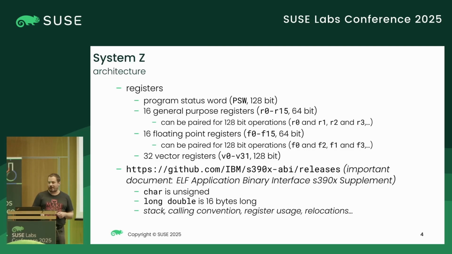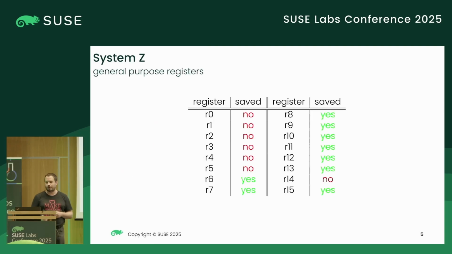Another interesting document for programmers is the LPABI, the S390x extension. You will discover what the stack looks like, the calling convention, the register usage, and relocations. There are even some examples of how it works, how bit fields work, and basically all the low-level stuff we care about when we program on Linux.